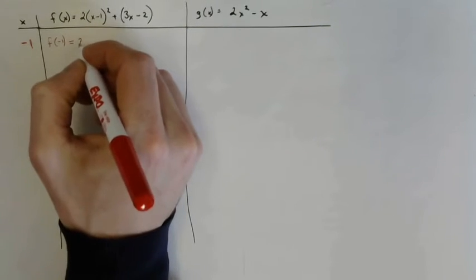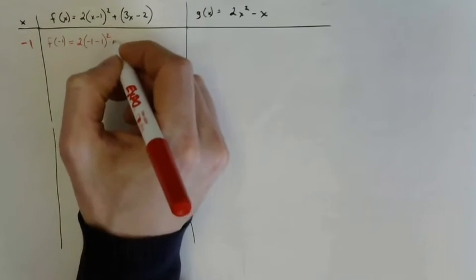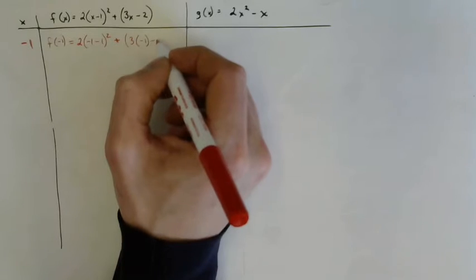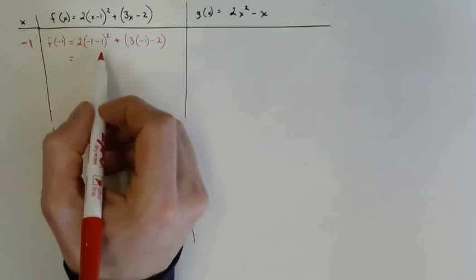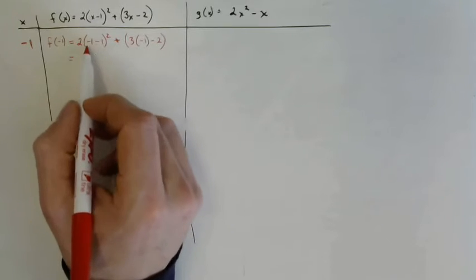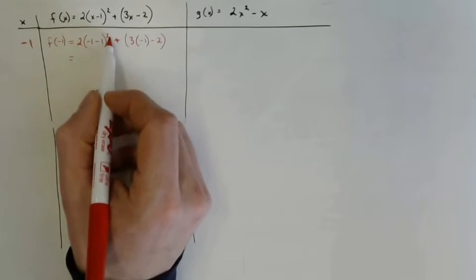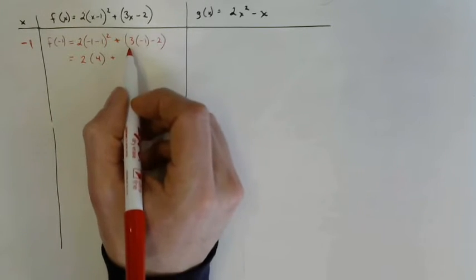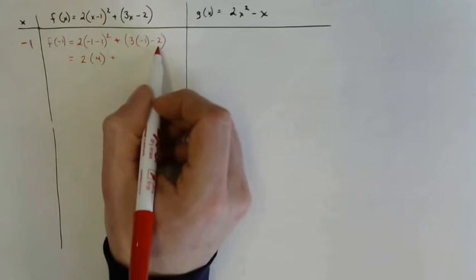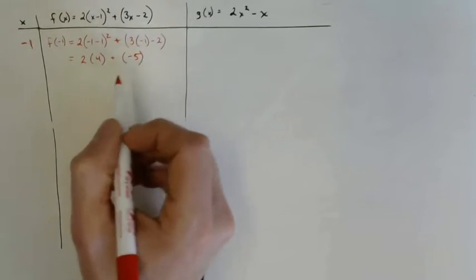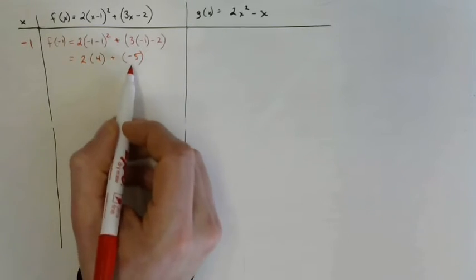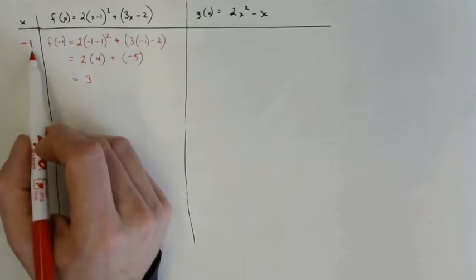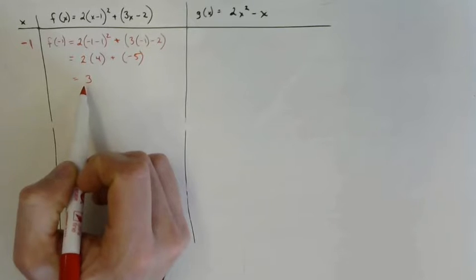So I'm subbing in -1 everywhere I see a value of x, using brackets to keep things organized. And then we're applying BEDMAS. So I'm looking at brackets first. This is (-2) squared, which is +4. So I have 2 times 4. And here I have 3 times -1, which is -3, minus 2, which is -5. So I've got 8 plus -5. That's 8 minus 5. That's 3. So when x is -1, the value of the function f is 3.